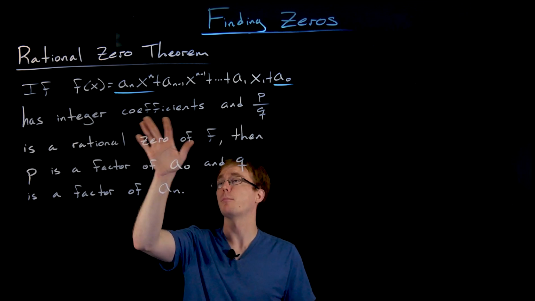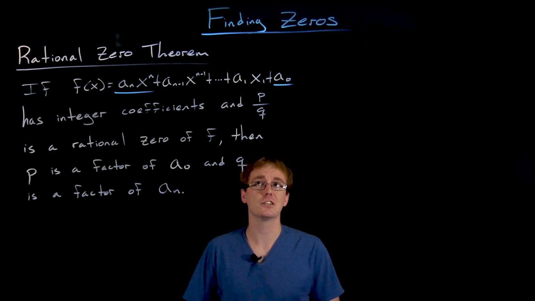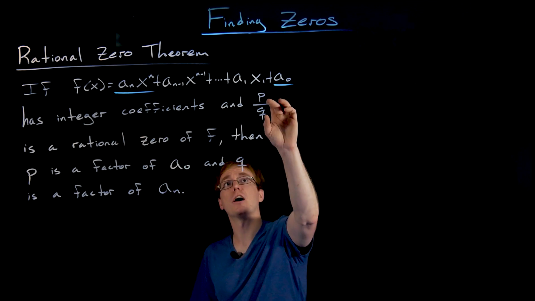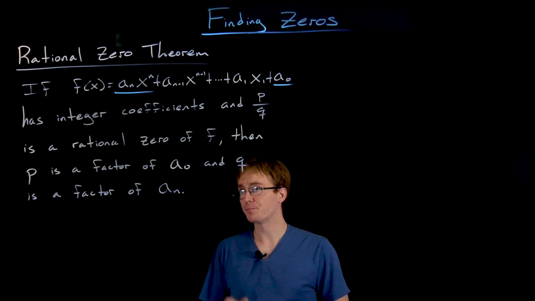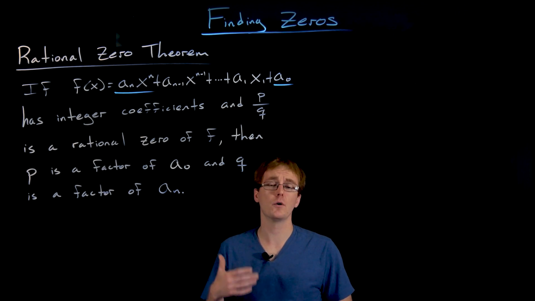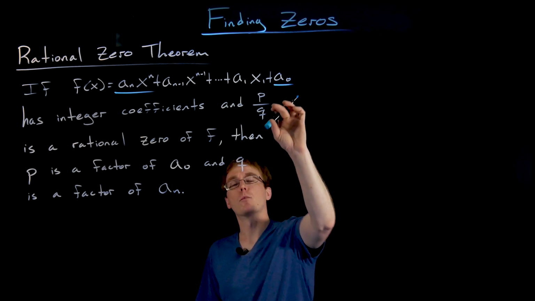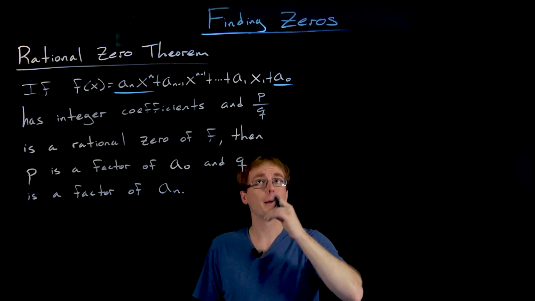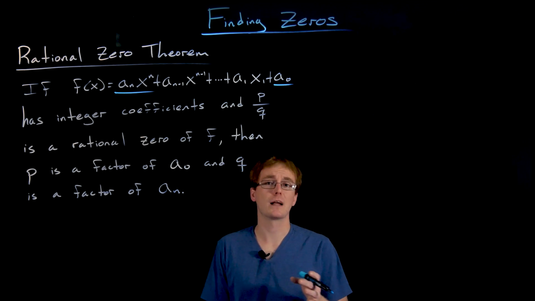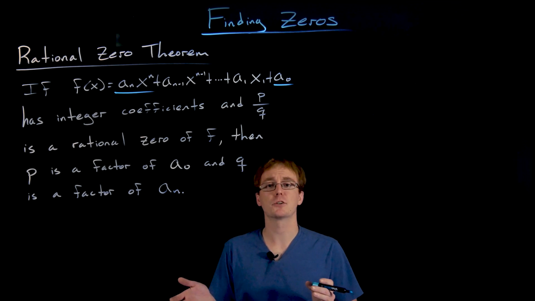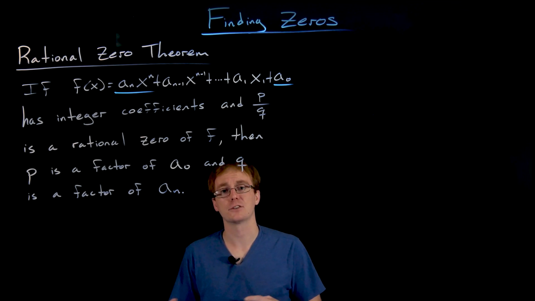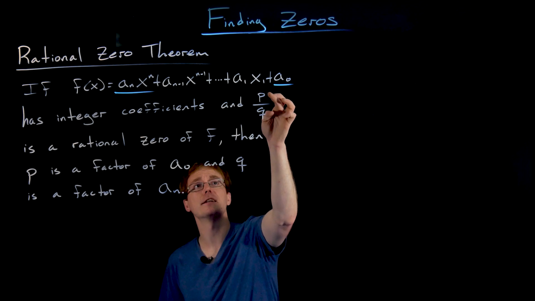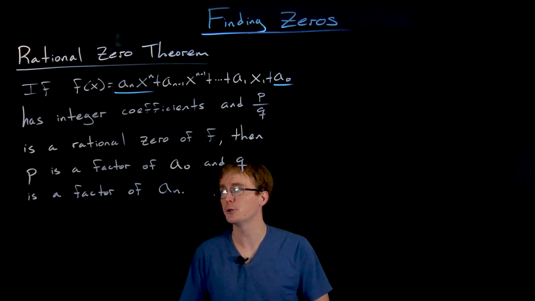So as long as our polynomial function has integer coefficients, and the number p divided by q is a rational zero of our function f. And one other little condition about this number p divided by q, this rational number, is that it's simplified as much as possible. All common factors have been canceled out if there are any common factors between p and q.